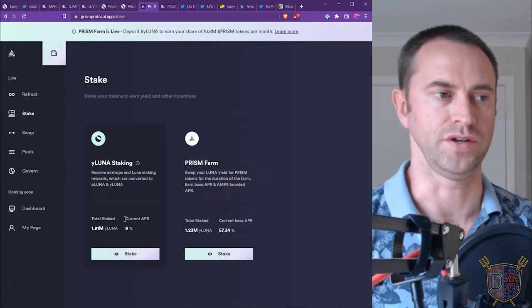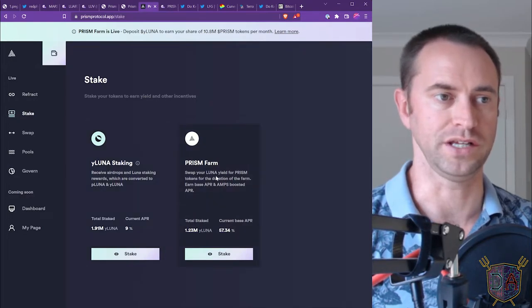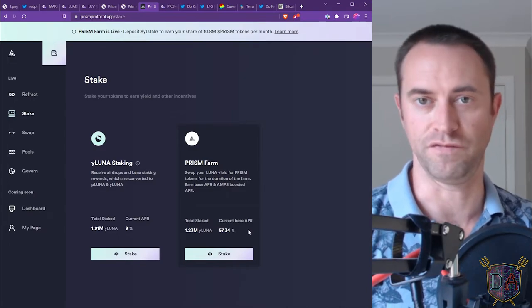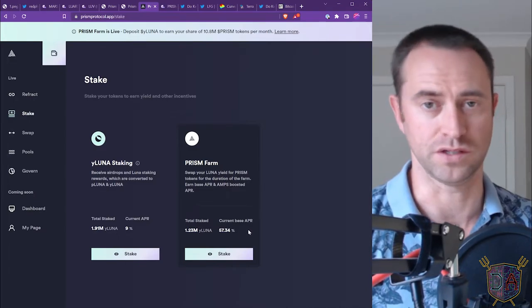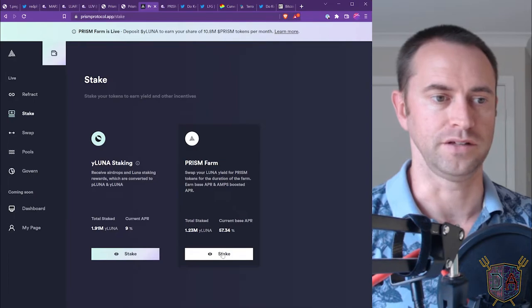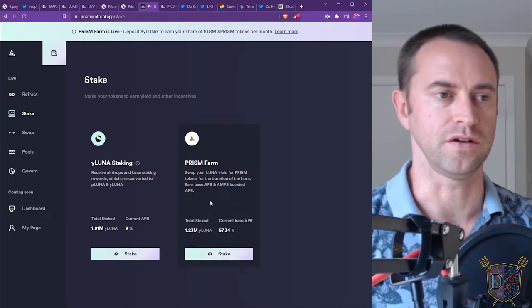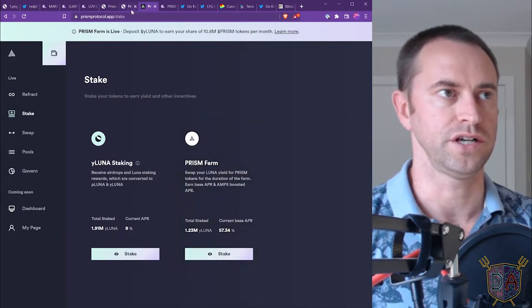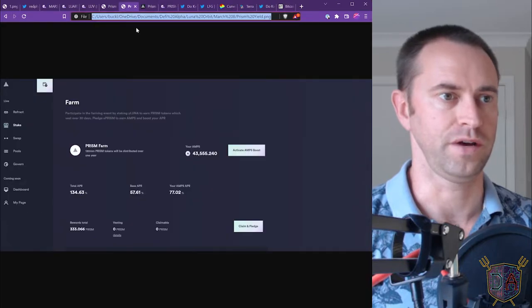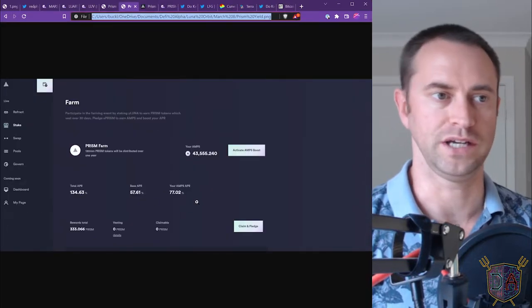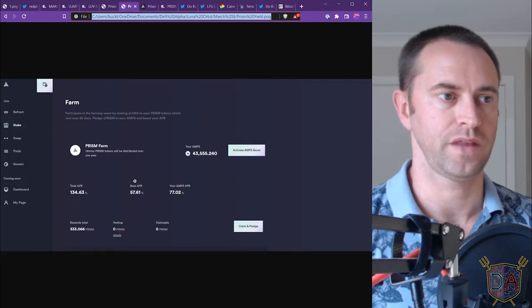So once that's gone away, then you would come and stake over here and just get extra yield in the protocol revenue, but just paid out in yLUNA. But this is paid out in Prism, which is why it's a much higher APY, because it's inflation of the token. It's issuance of the token, initial distribution, if you like. So it's really juicy. I've got a screenshot here of my own page because it shows you a little bit more detail. So they have these two pools.